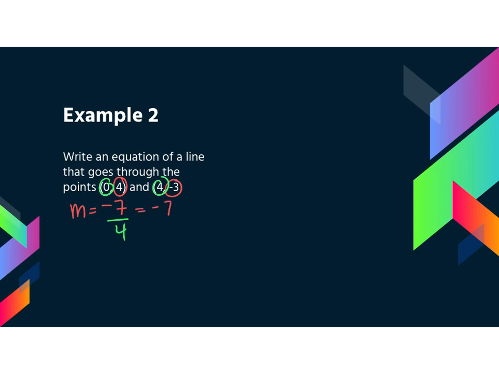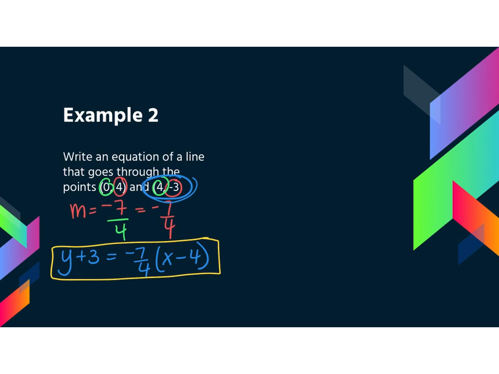So we get -7/4 for our slope. Now we're ready to put it into our equation, and I would use point-slope because we have a point and we have our slope. So y minus y1, I'm going to choose to use this point for -3. So it'd be y plus 3 equals our slope, -7/4, x minus x1, which is 4, because we're using that second point here. We can leave this. This is considered point-slope form.